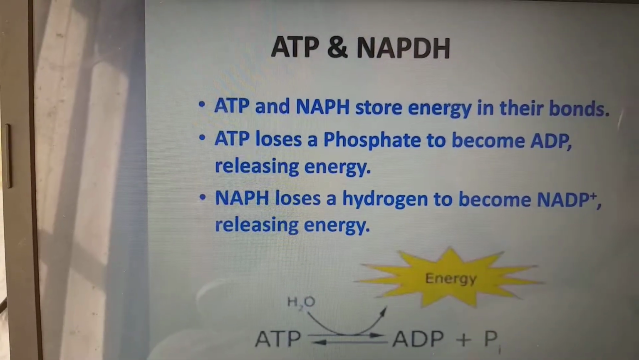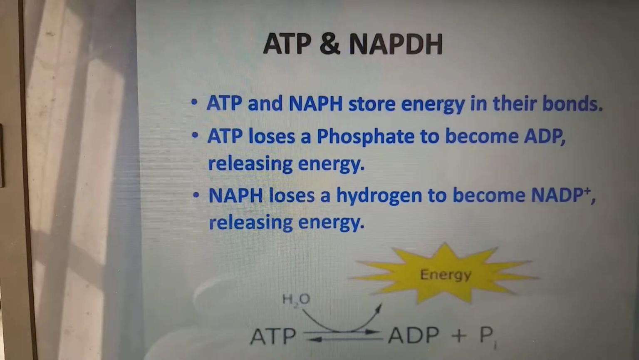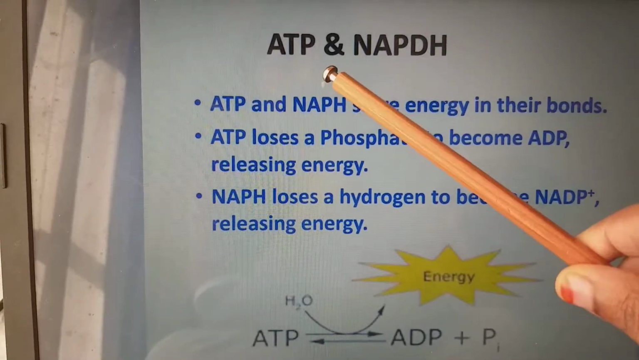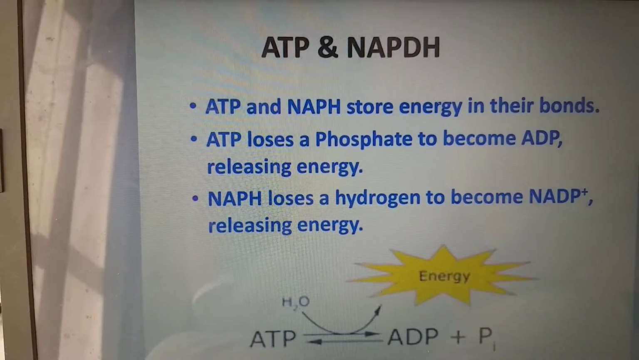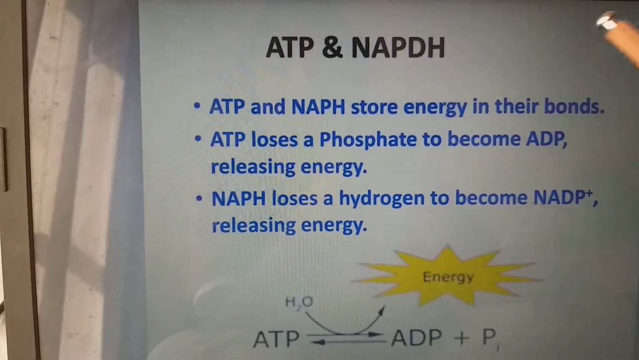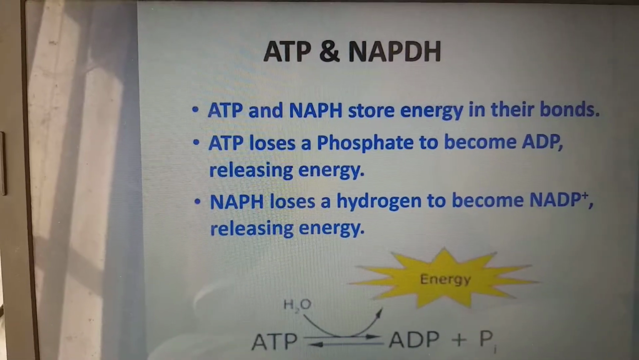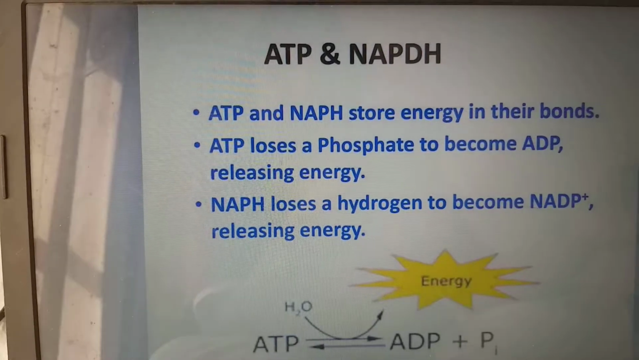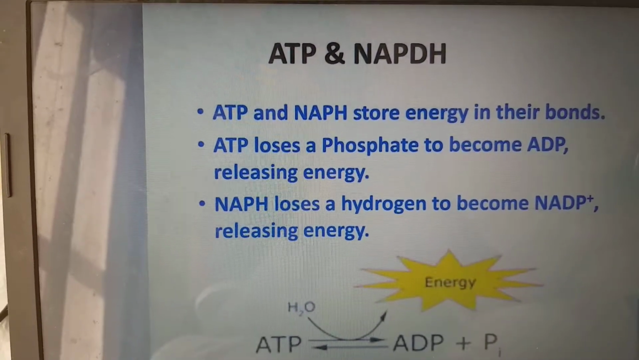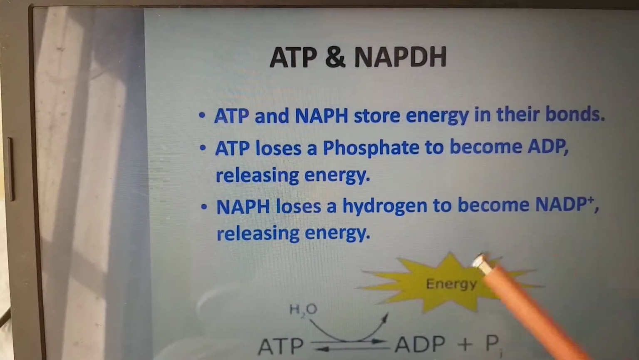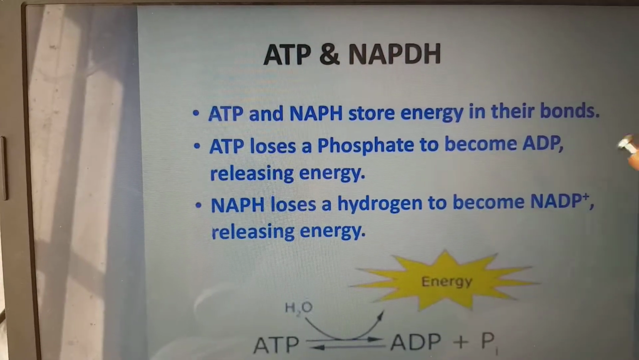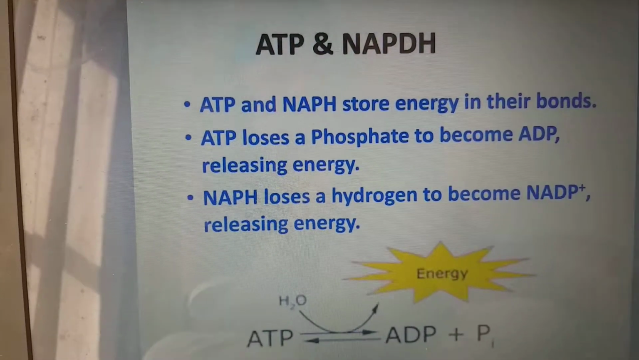The energy is stored, and whenever it is needed, ATP will be converted to ADP plus Pi with energy release. NADPH is converted to NADP plus H. Like this it is being reduced and the energy is being released.